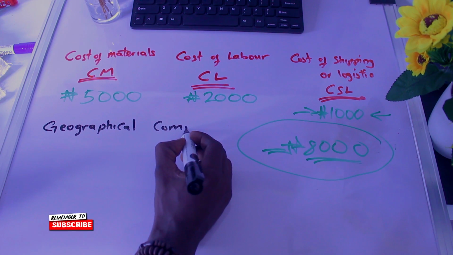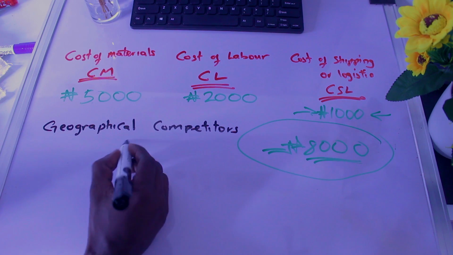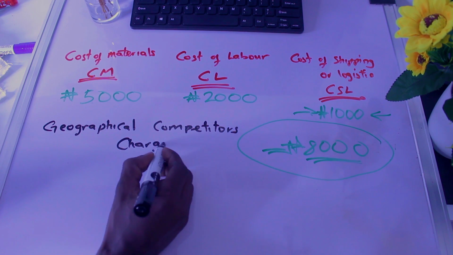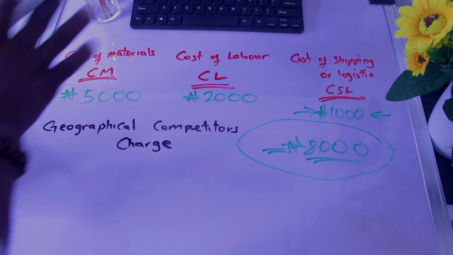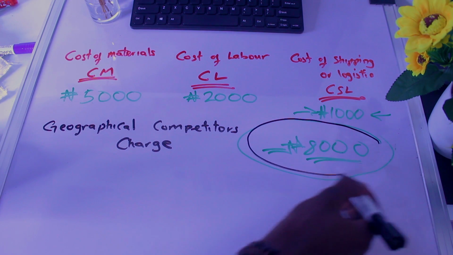Geographical competitors charge. You can see that this is, so I'm going to tell you how you can get this charge. This is very important. This is all you need. Don't forget, we are working with this outstanding of 8,000 naira.